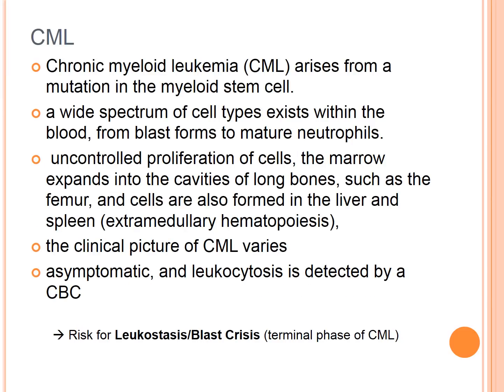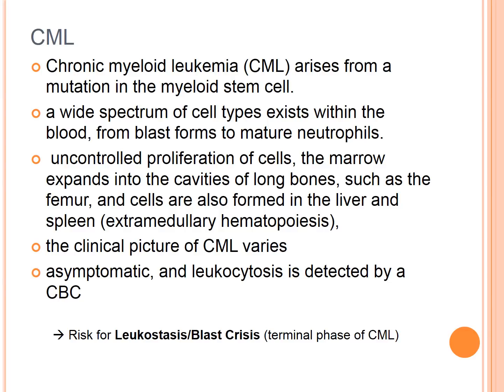So your CML, chronic myeloid leukemia. So again, chronic is over a long period of time, okay, slow progression. And then myeloid meaning it's in other cells of the bone marrow other than the lymphocytes. Okay, so it's in the myeloid stem cell. So a wide spectrum of cell type exists within the blood, from blast to mature neutrophils. They have uncontrolled proliferation of cells.